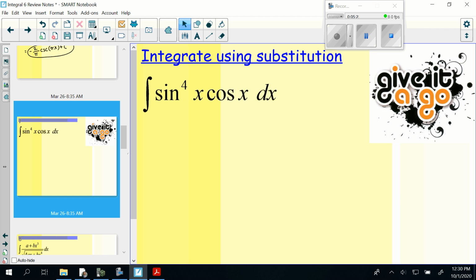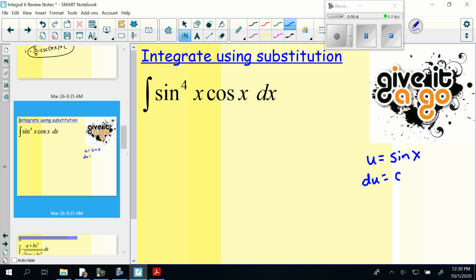All right, why don't you pause the video here, see if you can do this one. All right, let's see what you had. Kind of some choices here. Do you put u equal to cosine or the sine to the fourth? Well, on this one, the one that's inside the function is the sine x. So the derivative would be cosine x. There's our cosine x. That's going to cancel out. So this all turns into du.